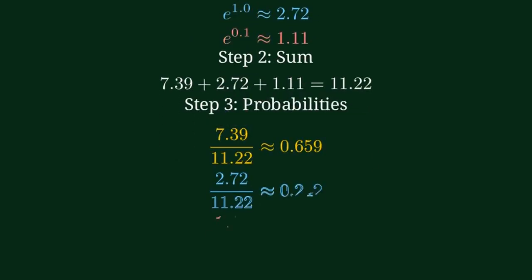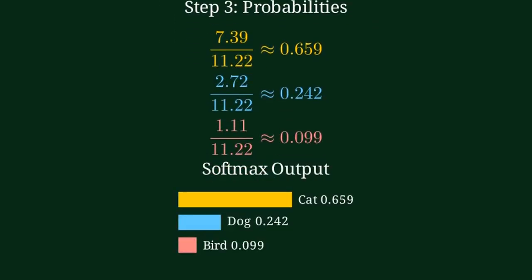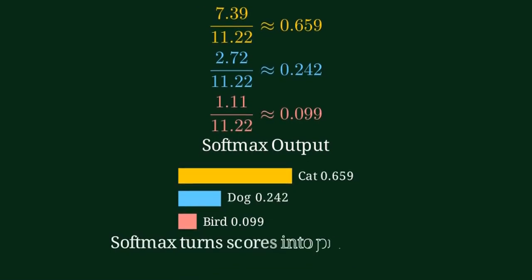Step 3. Divide each exponential by the total. This gives us the softmax probabilities. Now we can visualize the probabilities. The largest score becomes the highest probability, and all probabilities add up to 1. Softmax always produces positive values that sum to 1, so it is perfect for turning model scores into probabilities.